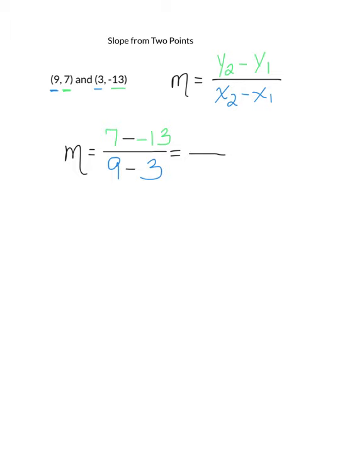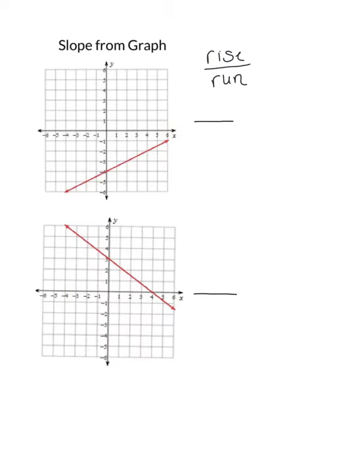So this double negative right here becomes a plus sign. So I have on the top 7 plus 13, which is 20. On the bottom, I have 9 minus 3, which is 6. All I have to do now is simplify that. I can divide the numerator and denominator both by 2, and I get 10 over 3, and that's my slope, 10 over 3. Now let's look at finding slope from a graph.